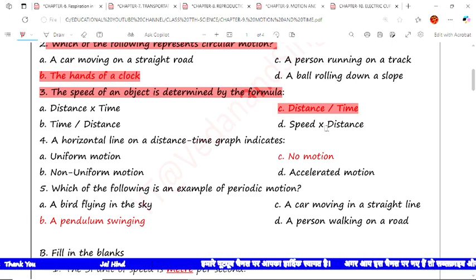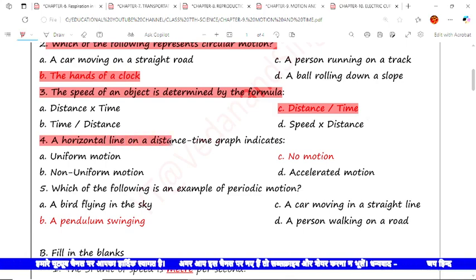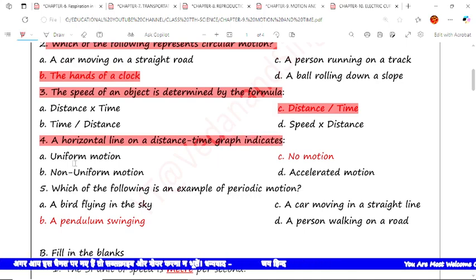Now the next question is: the horizontal line on a distance time graph indicates. The options are uniform motion, no motion, non-uniform motion and accelerated motion. The correct option is no motion. C is the correct option.